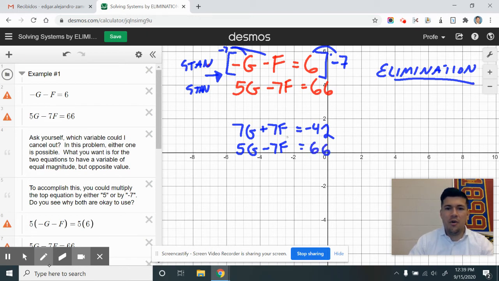Now you can see how I have a 7f in the top equation and a negative 7f in the bottom equation. So now I'm going to combine these. What is 7g plus 5g? That is 12g.